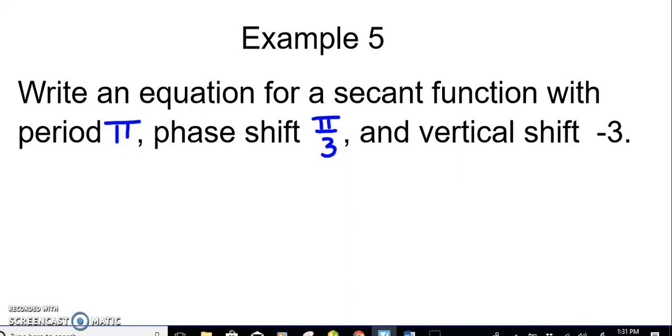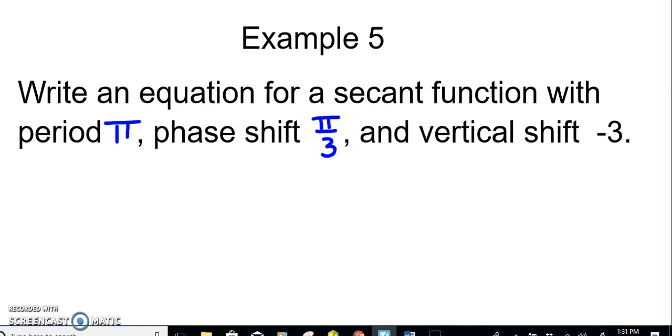All right, so here is our last example for the secant, cosecant, tangent, cotangent notes and graphing. Here again, it's important that you know the different parts of these functions so that you can go backwards and forwards. We already know how to take the pieces of the function and find the period, the phase shift, and the vertical shift.